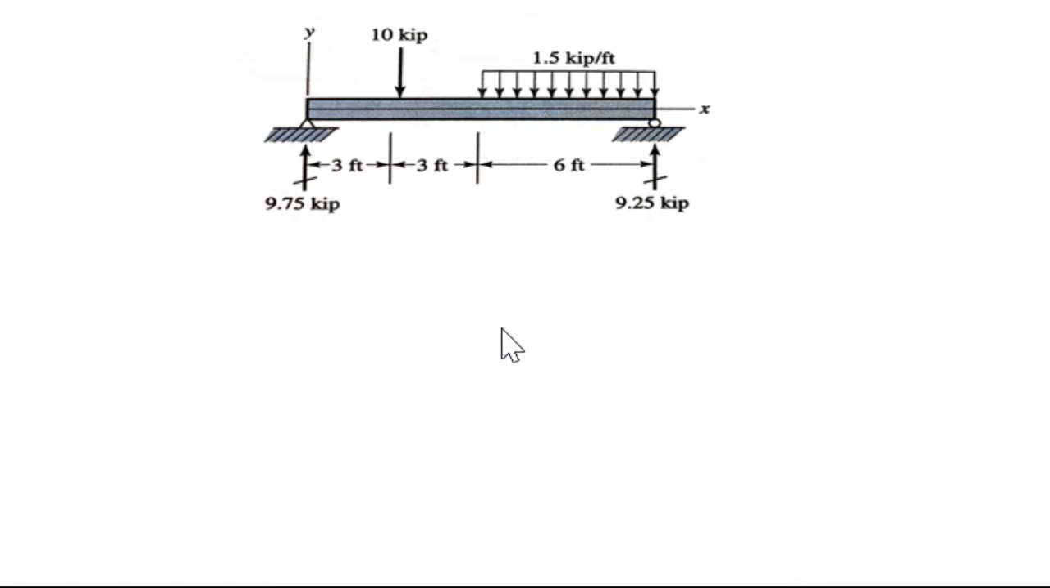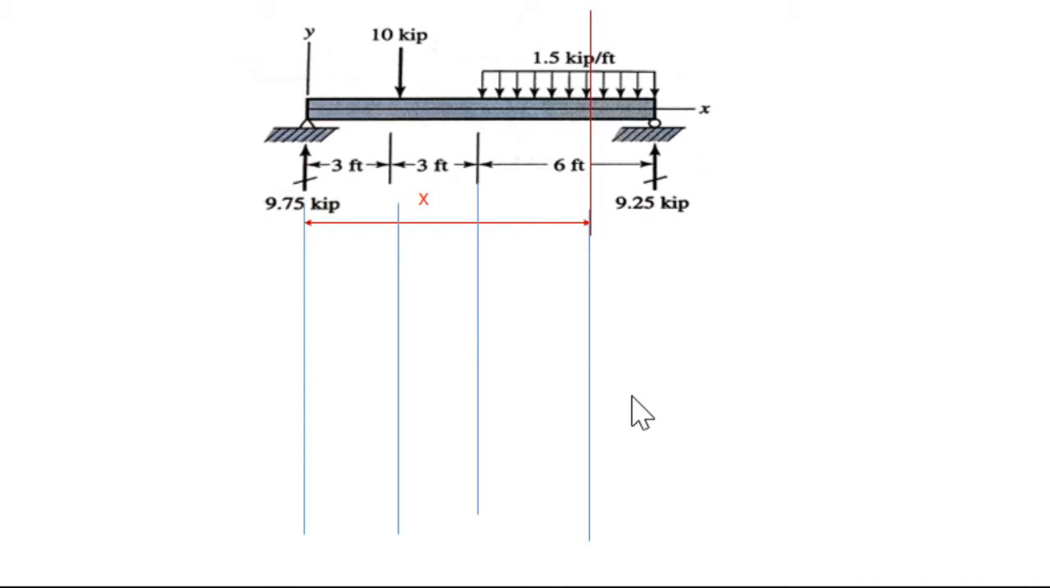So this is your beam. We'll take one section here at any distance x. Now, if we want to draw the bending moment diagram by parts, you can see we have three loads. This is 9.75 kip, the reaction. This is one point load, and this is the distributed load. To draw the bending moment diagram by parts, we'll take out this section and consider a fixed support here. The fixed support will be along this red line. Then you can draw them one by one.